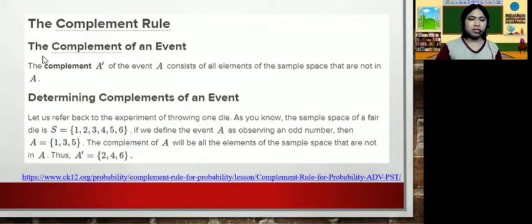So the complement rule. The complement of an event A consists of all elements of the sample space that are not in A. So, determining complements of an event. Let us refer back to the experiment of throwing one die. As you know, the sample space of a fair die is 1, 2, 3, 4, 5, 6. If we define the event A as observing an odd number, then A is 1, 3, 5, because the odd numbers in this sample space are only 1, 3 and 5. So the complement of A will be all the elements of the sample space that are not in A. What is not in A is 2, 4 and 6, the even numbers.